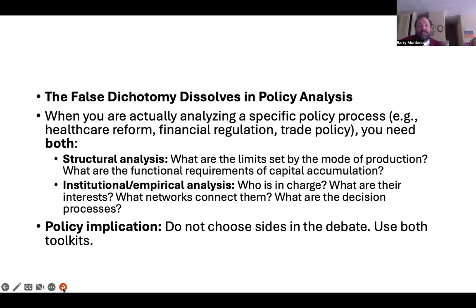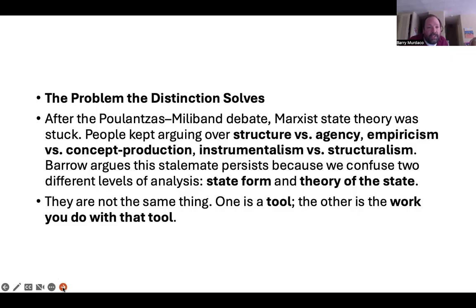The false dichotomy dissolves in policy analysis. When you're actually analyzing a specific policy process, for example healthcare reform, financial regulation, or trade policy, you need both. Structural analysis: what are the limits set by the mode of production? What are the functional requirements of capital accumulation? In other words, what is necessary to allow for capital to accumulate, which means the exchange of commodities and profit generated from that. Institutional empirical analysis: who is in charge, what are their interests, what networks connect them, what are the decision processes. Do not choose sides in the debate, use both toolkits.